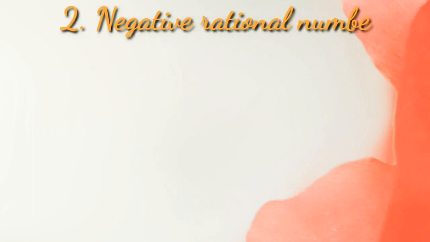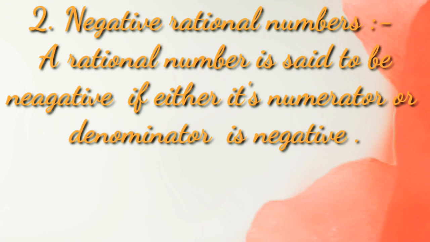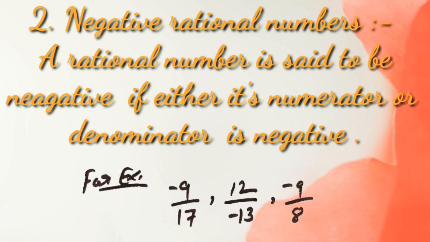So the next type is negative rational numbers. A rational number is said to be negative if either its numerator or denominator is negative. Negative rational numbers are those in which either the denominator is negative or the numerator is negative; one of the two must be negative. For example, -9/17, here the numerator is negative. 12/-13, so here the denominator is negative. In the next, -9/8, where the minus is commonly written in front, this means the whole number is negative, so it is a negative rational number.